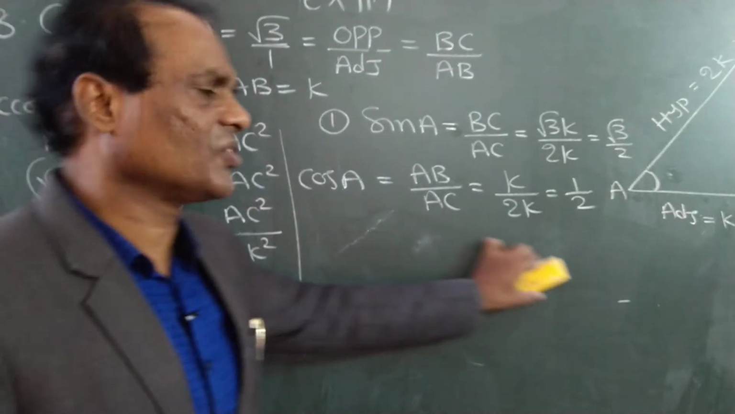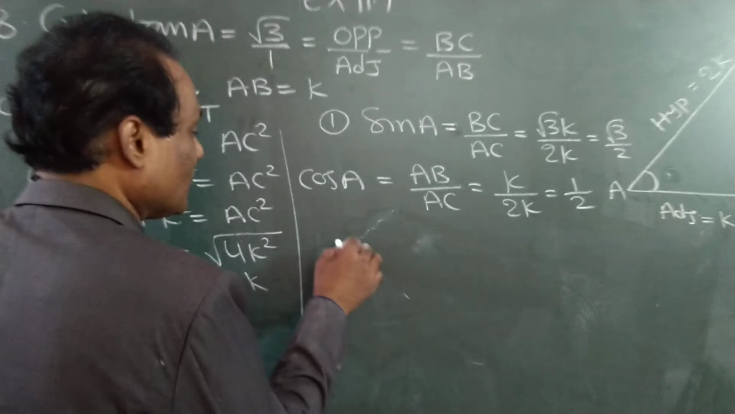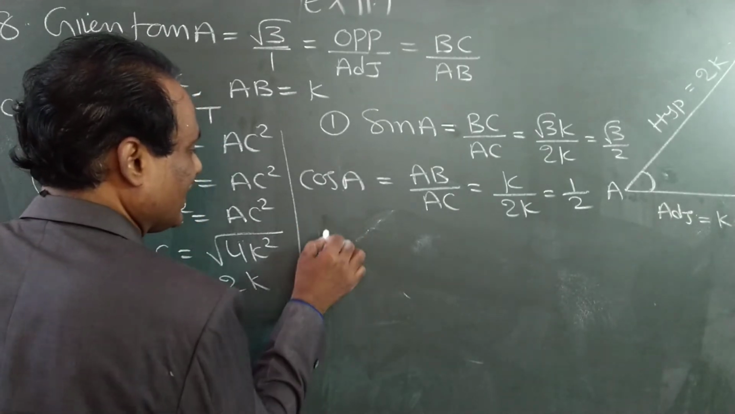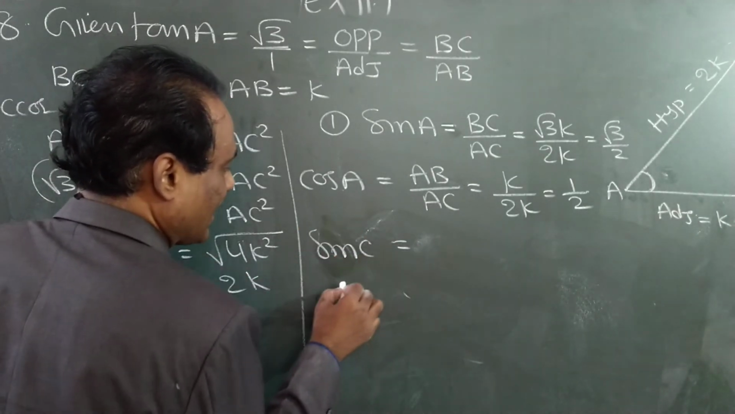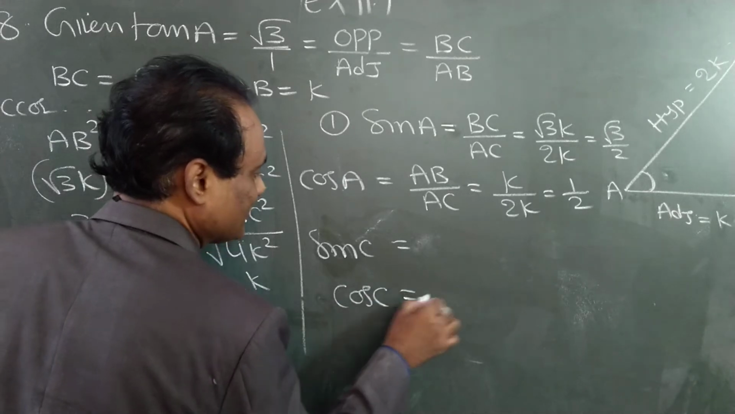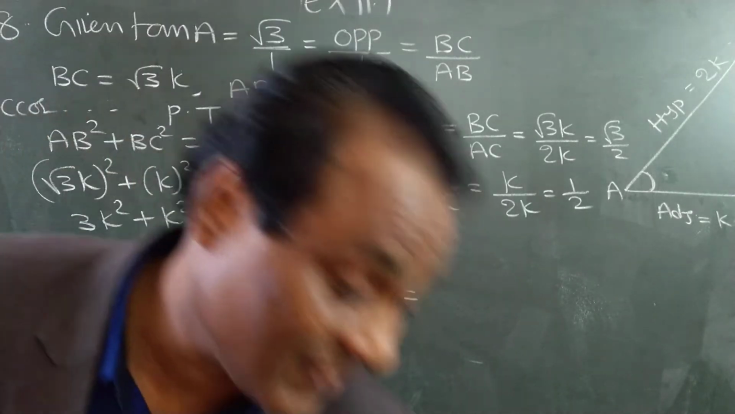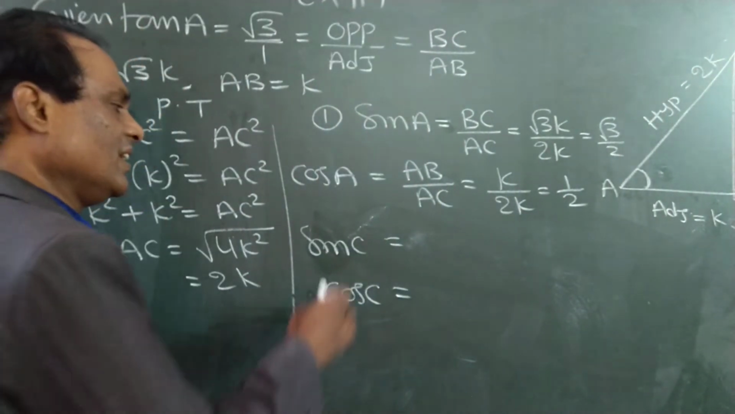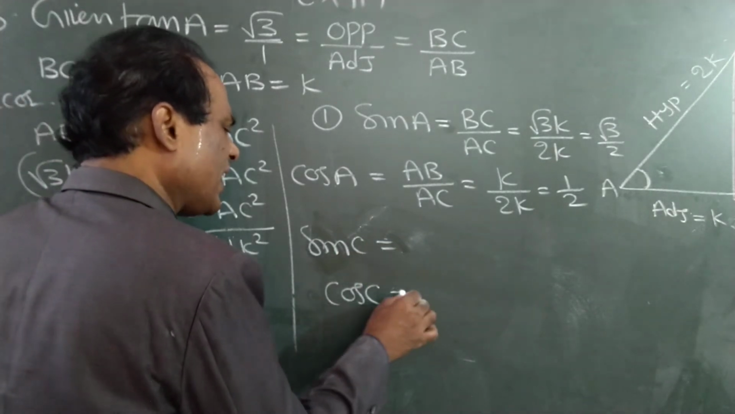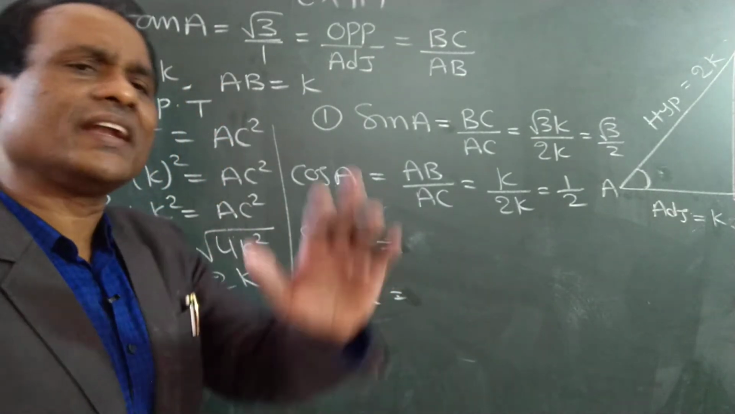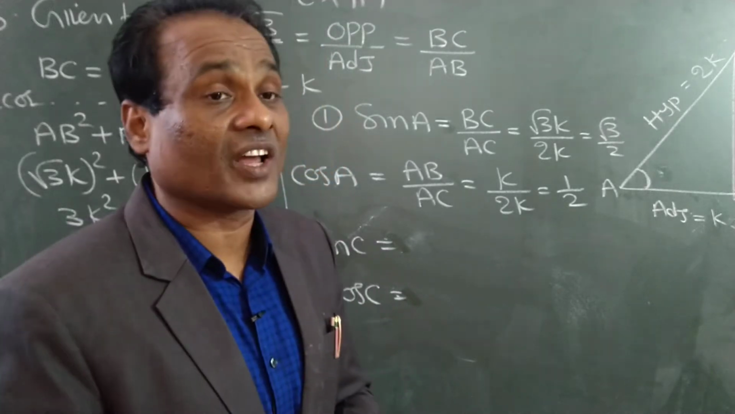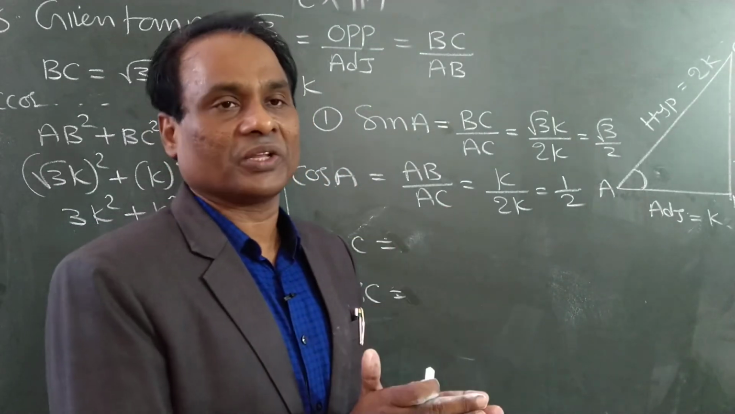Now up to here there is no confusion. But we are asked to find sin C and cos C also. How to find sin C, cos C? See here, the sine definition is the same everywhere. What is the sine definition? The formula: sin theta is opposite by hypotenuse.